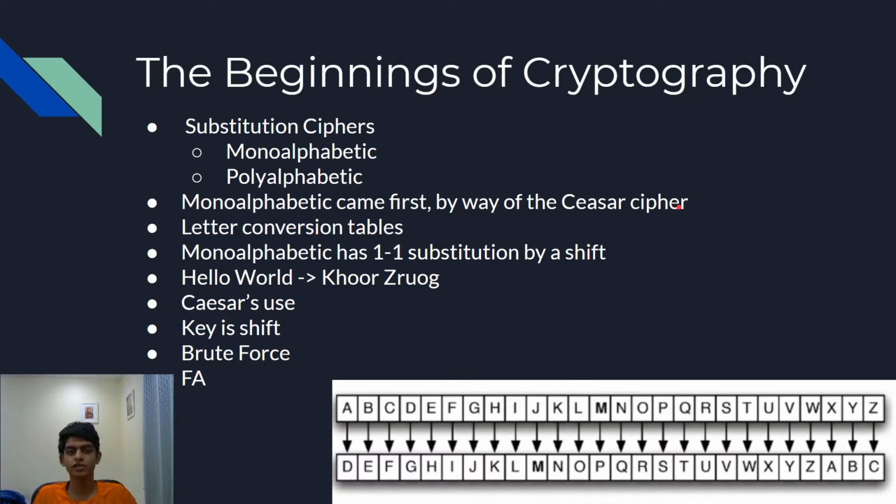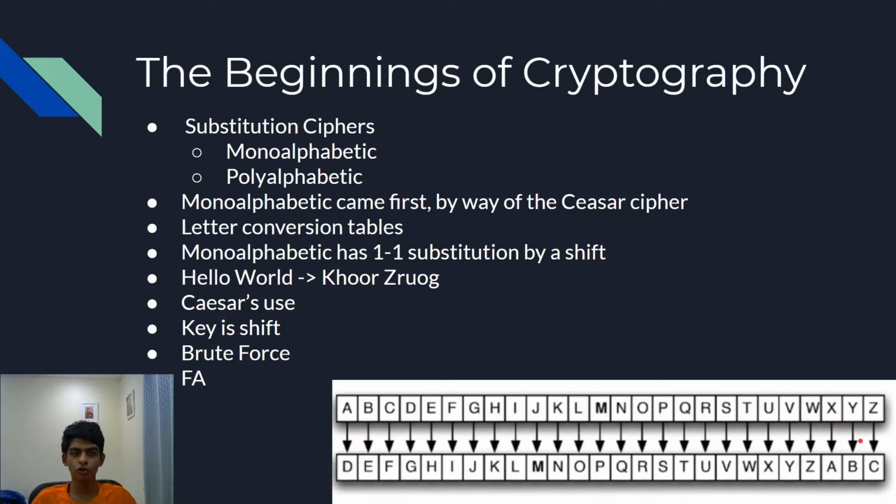another letter conversion table, which for the Caesar cipher is a shift, where the most common shift would be by 3. So as you can see down below, A would map to D, B would map to E, C would map to F, D would map to G, and X would map to A, and so on and so forth.